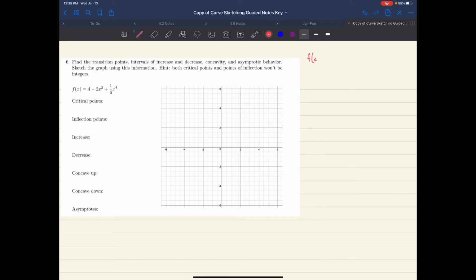So f of x is 4 minus 2x squared plus 1/6 x to the 4th. So I take the first derivative, and I would get negative 4x plus 2/3 x cubed. And then I'll simplify that. I'll take out a 2x, and I would have 2 minus x squared over 3.